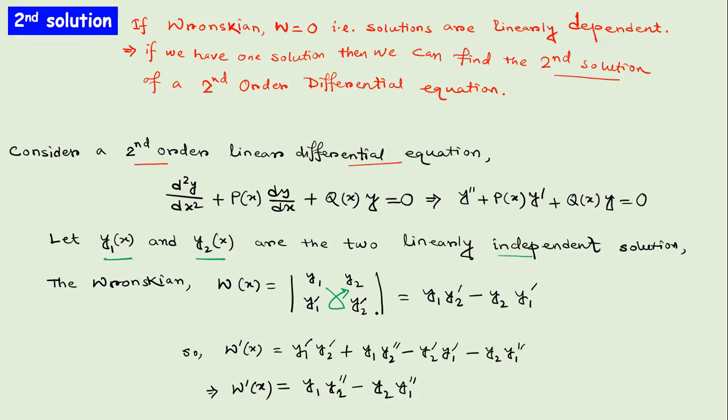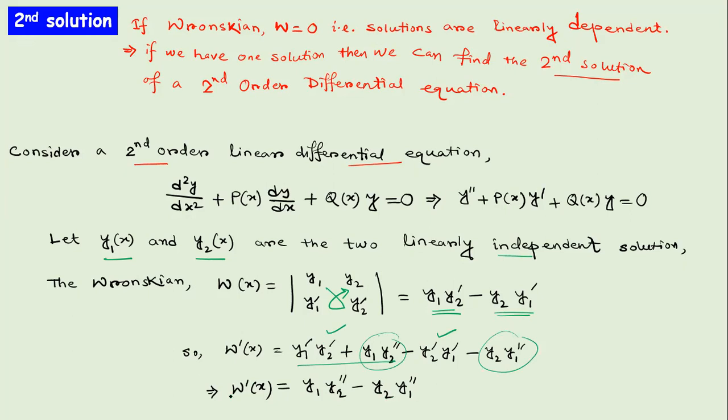W prime(x) is equal to y1 prime y2 prime. Just for these two terms: first is derivative, second is constant, and first is constant, second is derivative, and for that also y2 prime and y1 prime. This derivative with respect to x, and this is y2 constant, y1 double prime. So these two terms cancel out, right? Y1 prime y2 prime, these two terms cancel out. Only these two terms are present, that is y1 y2 double prime minus y2 y1 double prime.